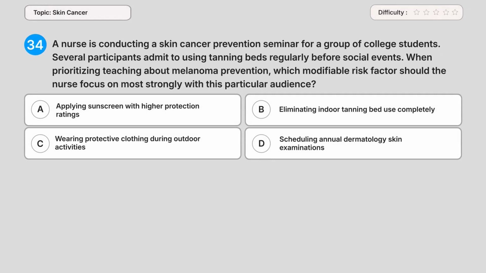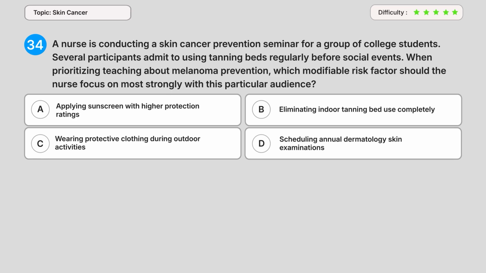34. A nurse is conducting a skin cancer prevention seminar for a group of college students. Several participants admit to using tanning beds regularly before social events. When prioritising teaching about melanoma prevention, which modifiable risk factor should the nurse focus on most strongly with this particular audience? A. Applying sunscreen with higher protection ratings.